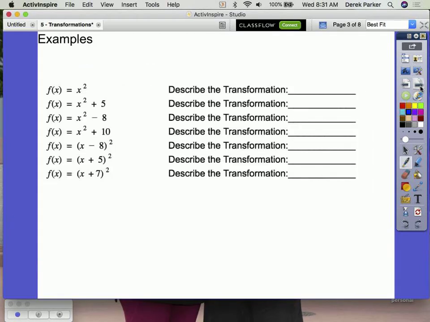Now, in your notes, you had described the function. x squared, that is the parent function. x squared plus 5, when you pop that in, up 5. x squared minus 8 goes down 8. x squared plus 10, up 10. Now let's go back to the graphing calculator and let's do one more. Let's do x minus 8 squared. And before you pop that in, think about it. Which way are you going to go on the x-axis?